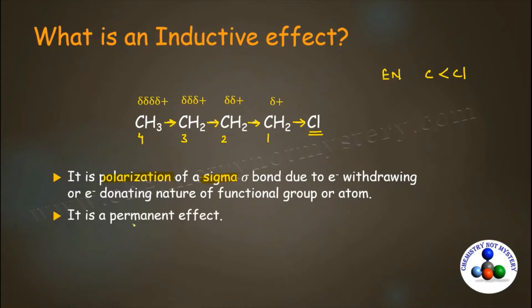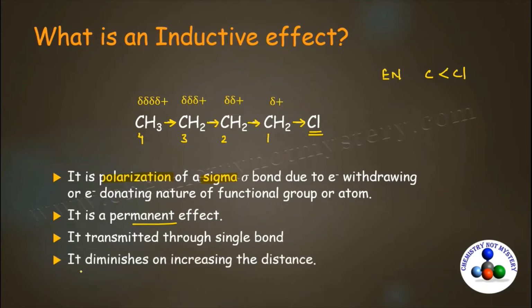charge. Inductive effect is a permanent effect and it is transmitted through single bond as you just have seen here. It diminishes on increasing the distance from the carbon. Carbon 1 will experience more inductive effect from chlorine as compared to carbon 4.